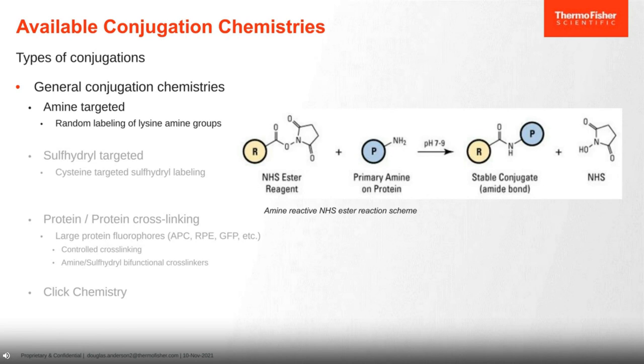And then you'll have the leaving group, the NHS group, to be purified off in downstream purification. These are by far the most common conjugates produced. They're very stable. They're easy to produce. The reaction is very well characterized. And they're easy to do as an end user if you just want a straightforward conjugate.